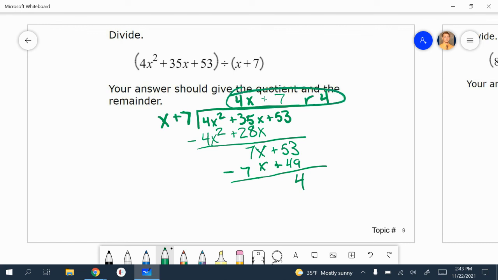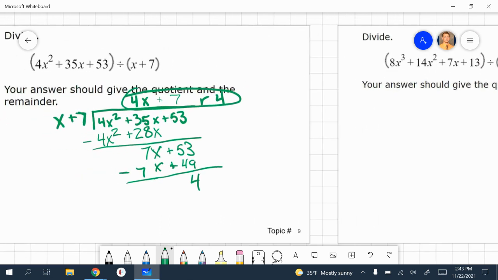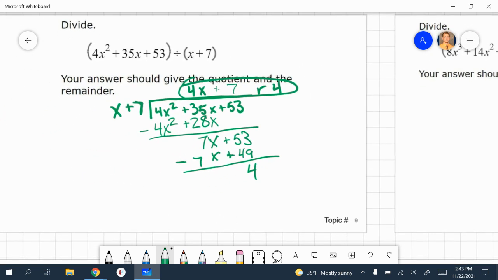I understand that this isn't a perfect explanation. I will be doing one more of these on the next page. So if you want to follow that one, it might help you out even more because it'll be another example of it.